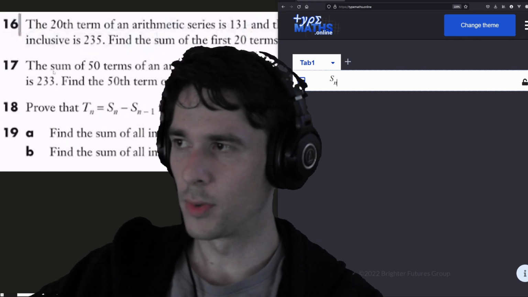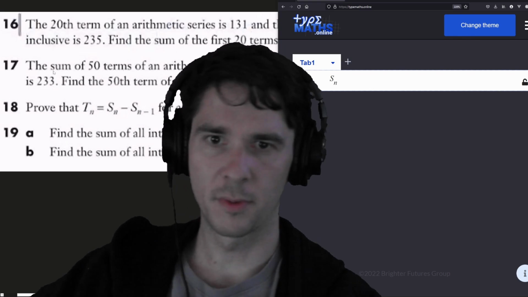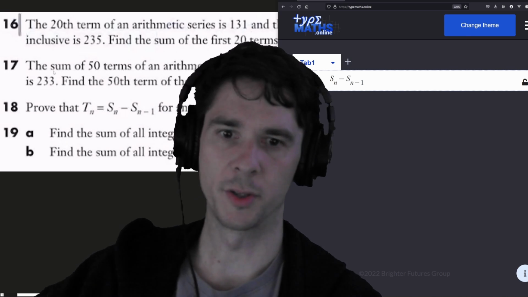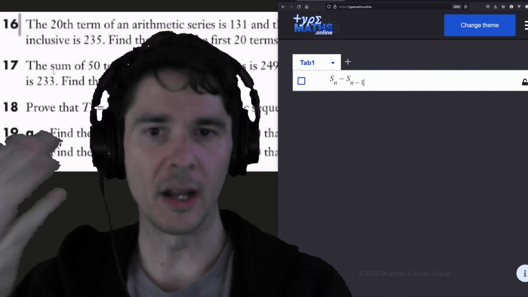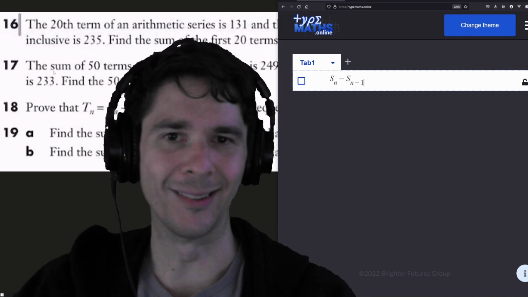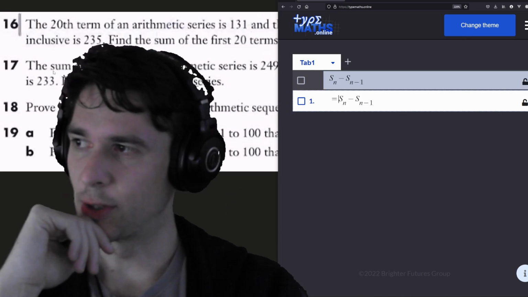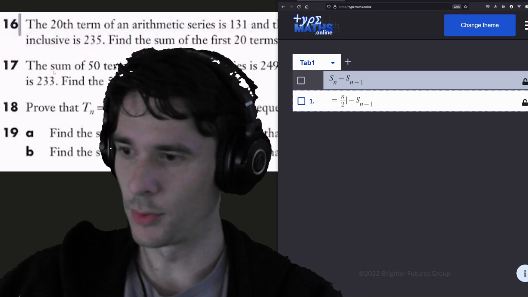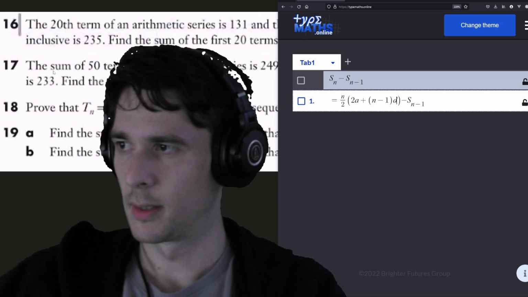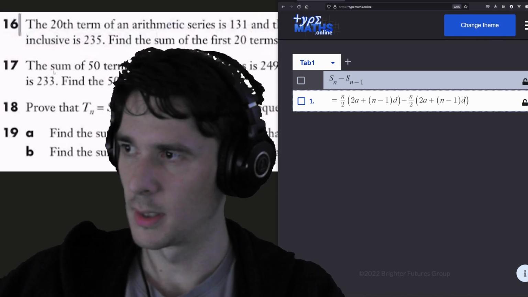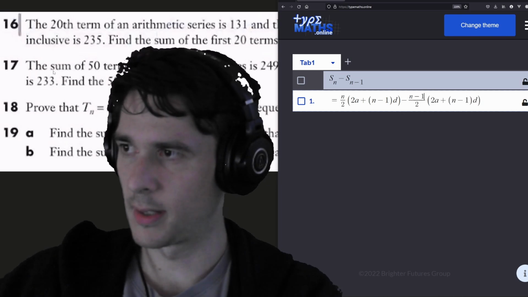So what we're going to do is we're going to take the formula for the sum of the first n terms minus the formula for the sum of the first n minus 1 terms. And we're going to do algebra, hopefully, until we're left with the formula for the nth term. Well, let's have a go. This is going to be n over 2 times, and then let's just copy that, paste the whole thing here, except we'll have n minus 1.